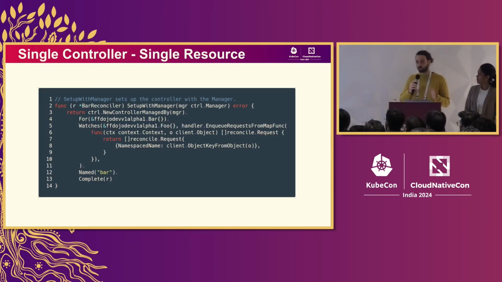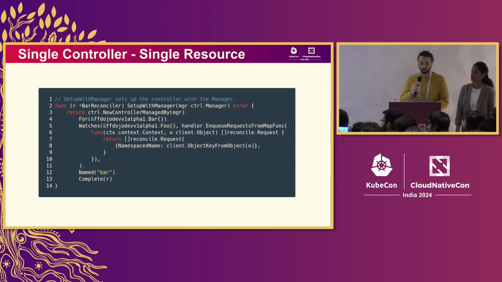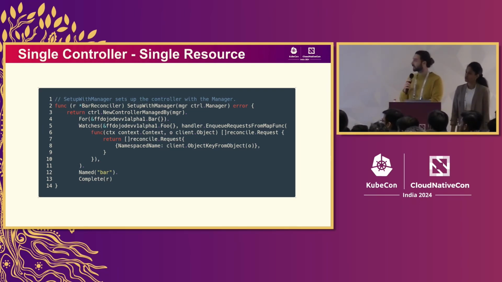Finally, we need to map the events on foo to events on bar and register those as a trigger for the bar controller. We can easily do this by registering our watches and using a mapping function that's mapping the events on foo to events on bar. That's quite easy in our case because we just need to get the name and namespace of the resources. That's the way we are matching foos and bars.